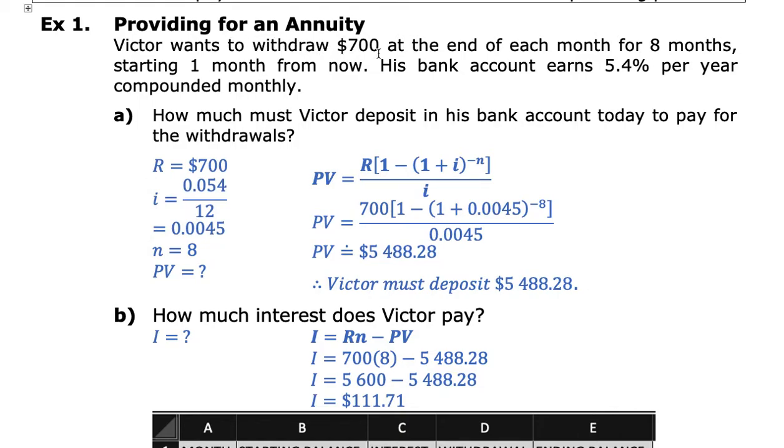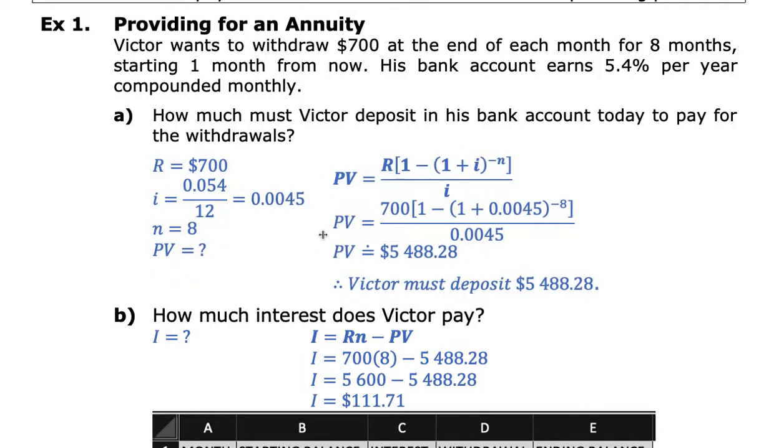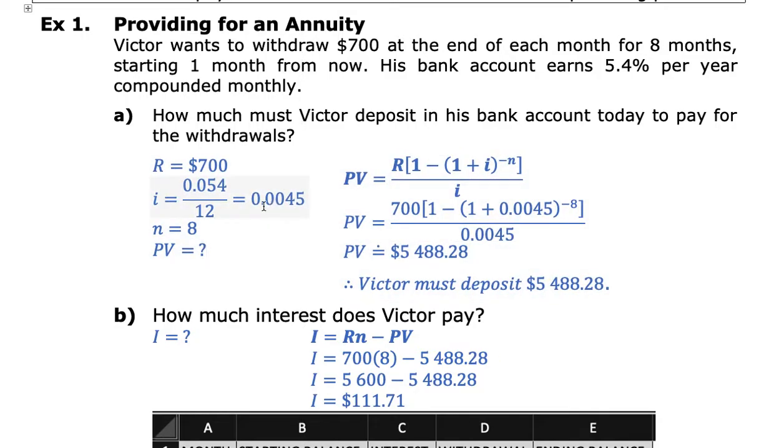Victor wants to withdraw $700 at the end of each month for 8 months. That's a regular payment, R. The interest rate is 5.4% per year. That's the annual percentage rate. But we have to adjust it for the moment of calculating. The period that we calculate it is monthly. So we'll take I, which is 0.054, this as a decimal, divided by 12. And that is equal to 0.0045. So at each compounding interval, this much interest is being calculated based on the amount that's invested.